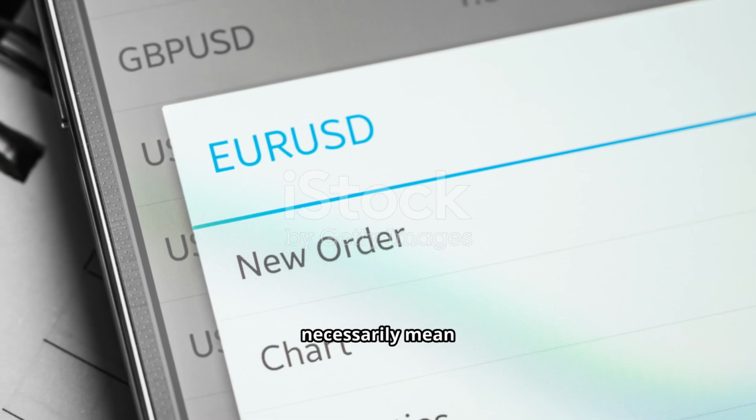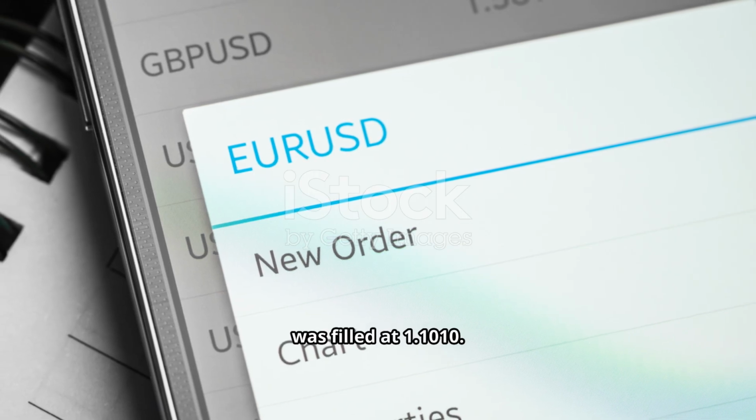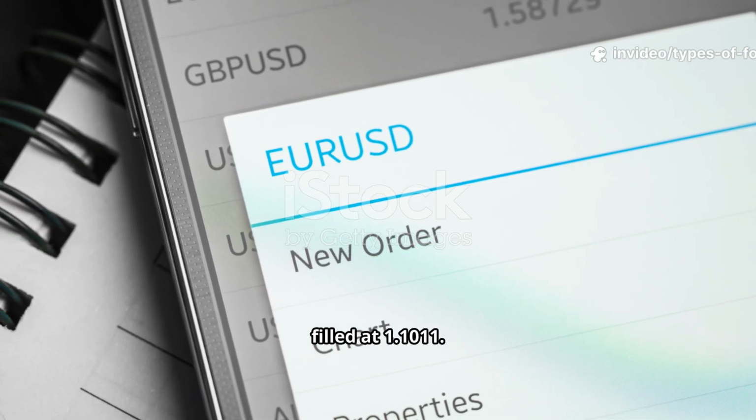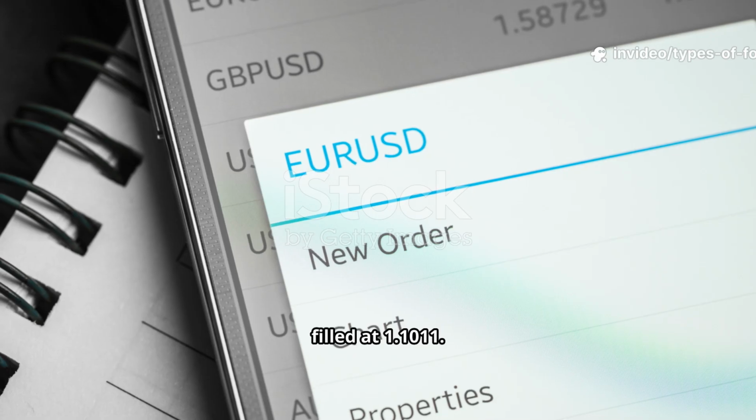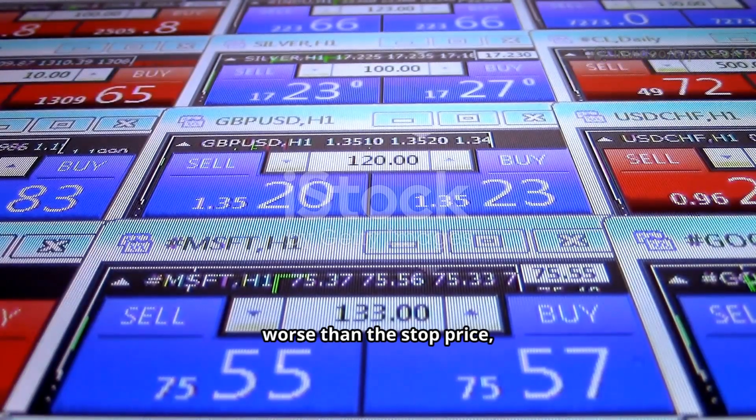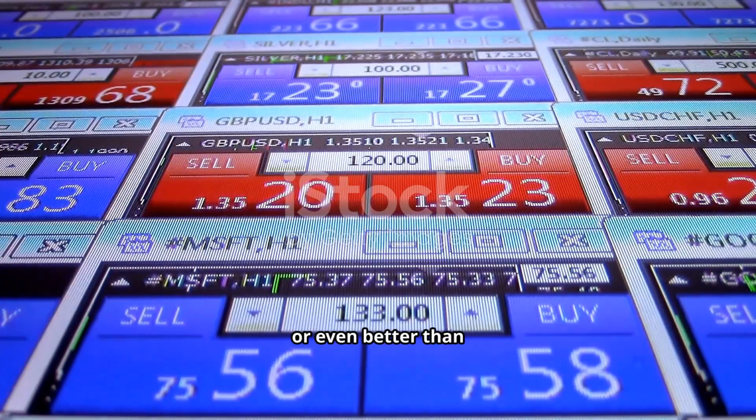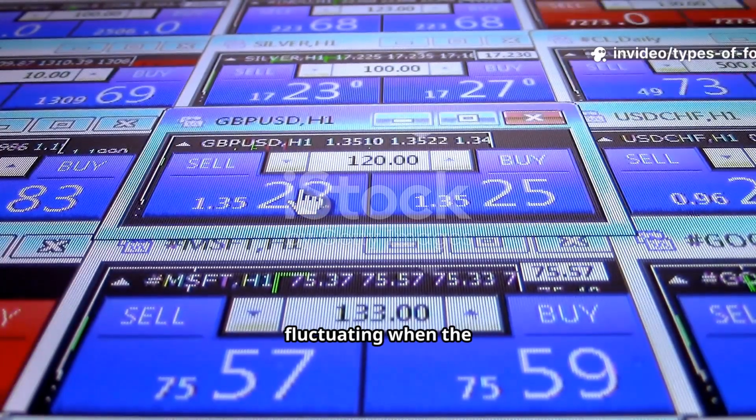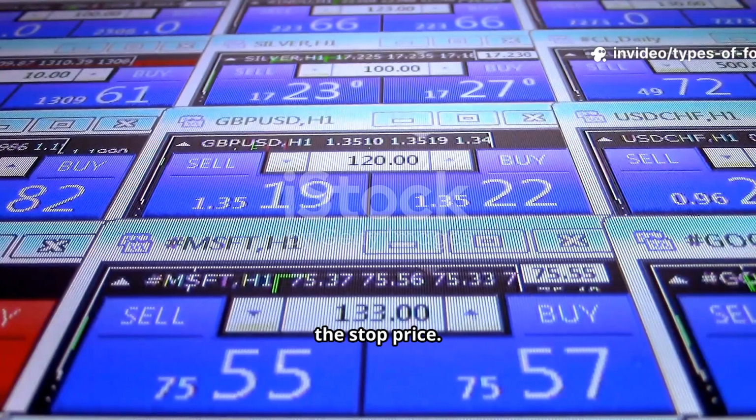But it doesn't necessarily mean that your buy order was filled at 1.1010. If the market was moving fast, you might have been filled at 1.1011. Basically, your order can get filled at the stop price, worse than the stop price, or even better than the stop price. It all depends on how much price is fluctuating when the market price reaches the stop price.